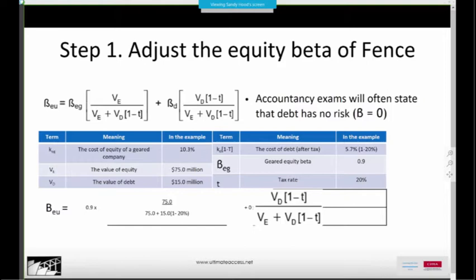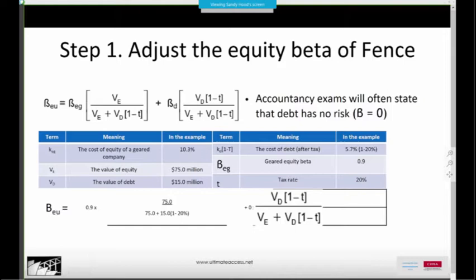So looking at the blue table in the middle, you can see that we've got the information that we've used before. The cost of equity of the geared Fence company is 10.3%. And the value of equity... I've just paused. That wasn't 10.3%. Yes, it was. Sorry. Yes, absolutely right.